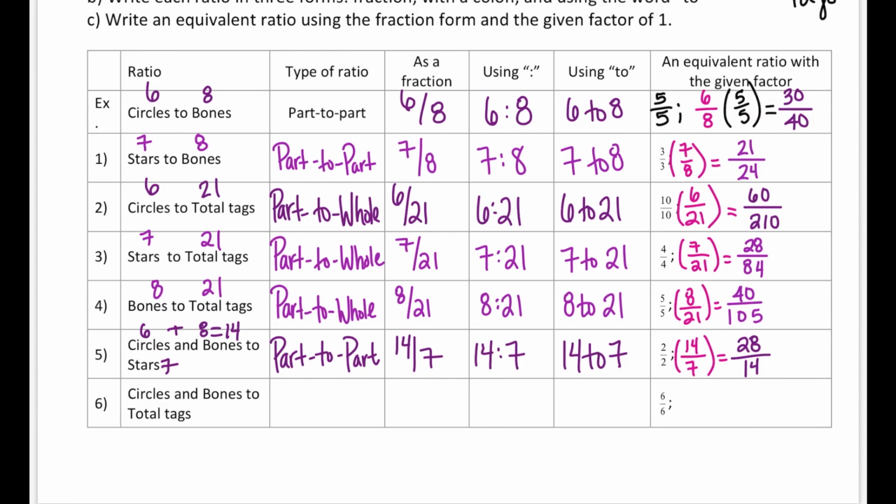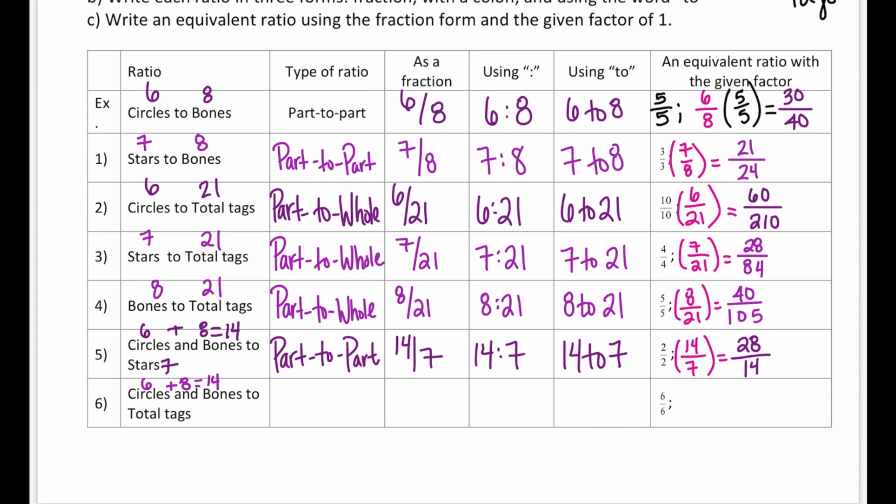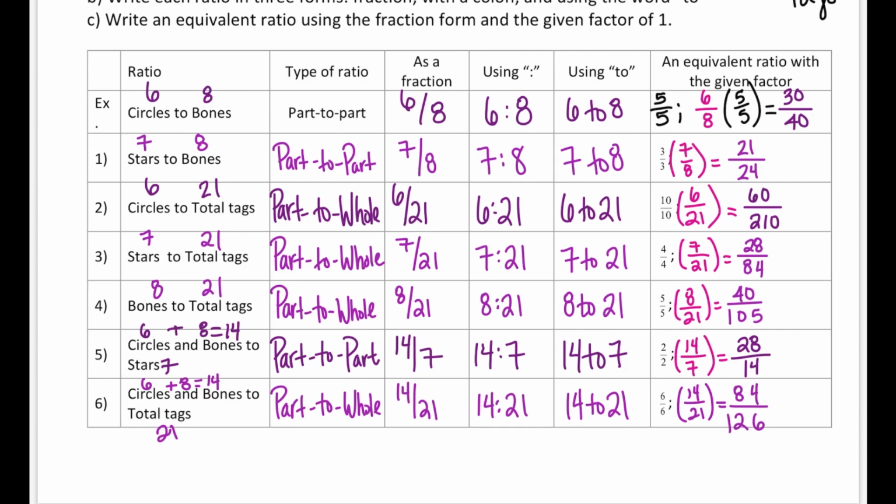All right, young Padawans, you know what happens next. Go ahead and do number 6 on your own. How'd you do? Well, we know that circles and bones combined is 14, and there are 21 total tags. And because we're comparing circles and bones to the total tags, this is a part-to-whole ratio. There's our fraction, 14 to 21, our colon, 14:21, and the word "to", 14 to 21. If there were 6 times as many circles and bones, there'd have to be 6 times as many total tags, and we have an equivalent ratio of 84 to 126.